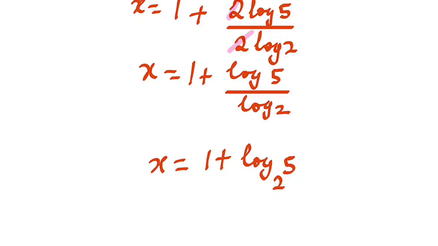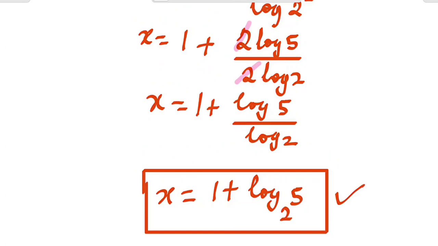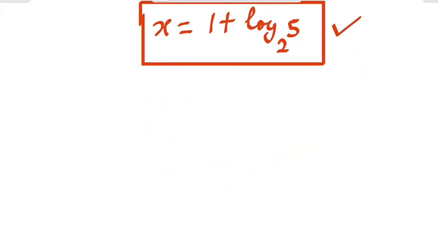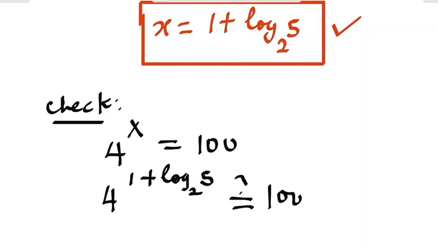Now we have the solution to the problem. Let's check whether we are right or not. So, checking. We have 4 to the power of x equals 100. So we're going to have 4 to the power of 1 plus log base 2 of 5. Is this going to give us 100?